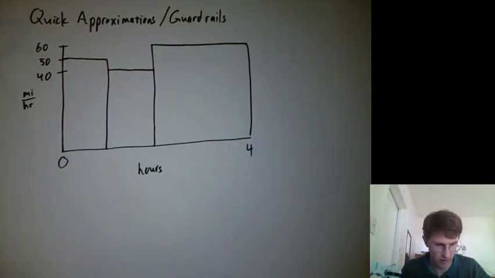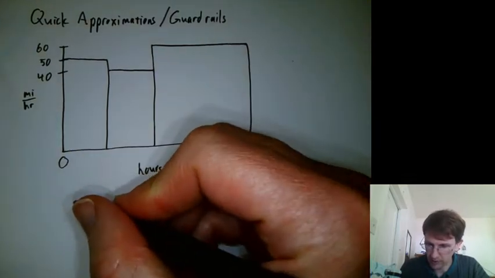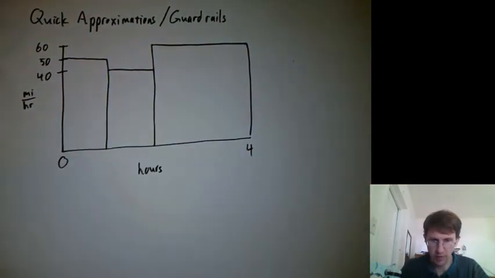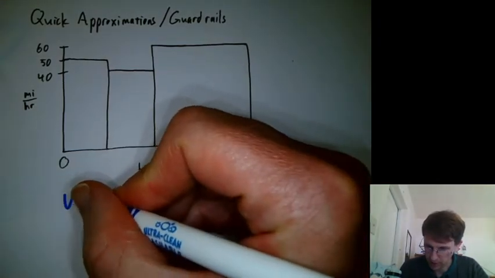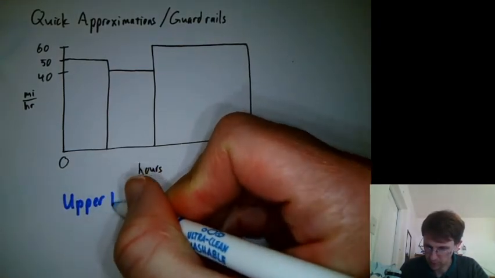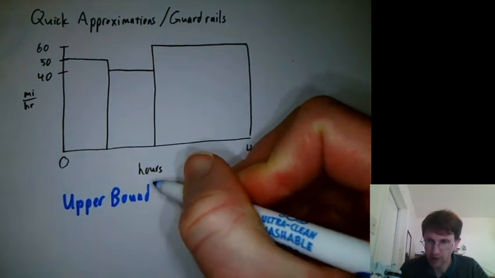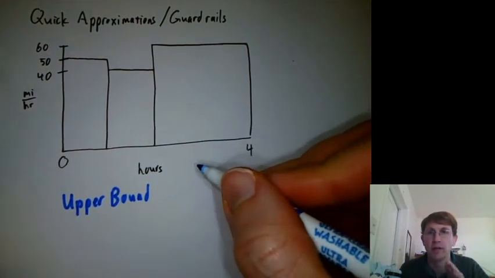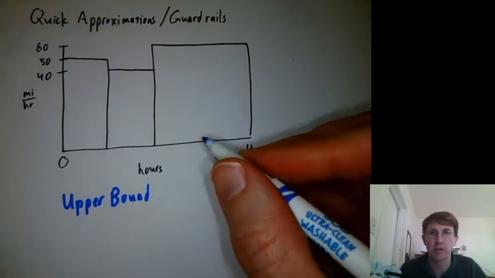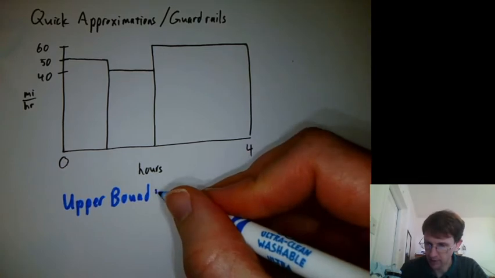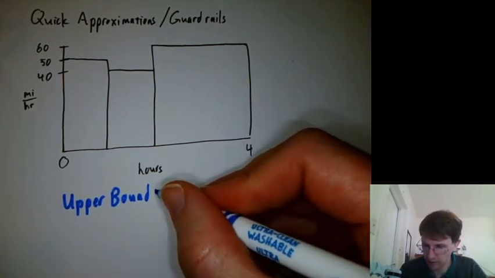How could you give me a quick answer, as simple as possible, about how far this person drove in these 4 hours? Well, one way you could do it is you could say, I'm going to have an upper bound, and I'll do this in blue, I guess. So an upper bound is a number that is definitely bigger than the number that you're hoping to get for your very detailed, precise answer. What's a way to get an upper bound on the total distance traveled here?